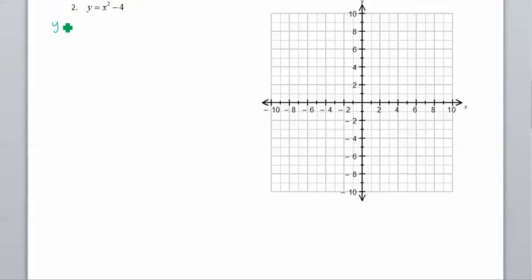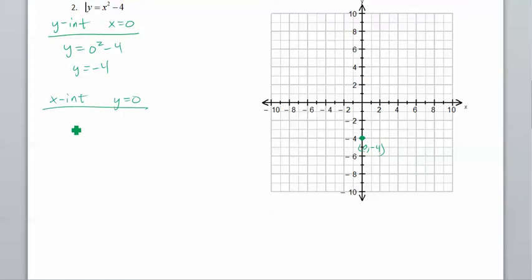Again, we're going to start with the y-intercept. The y-intercept is when x equals 0. And so we'll put y equals 0 squared minus 4. So y equals negative 4. So let's put that point on. There's my y-intercept. Let's go on and get the x-intercepts now. The x-intercepts, of course, are where y equals 0. Oh yeah, let me label this point. So (0, negative 4).